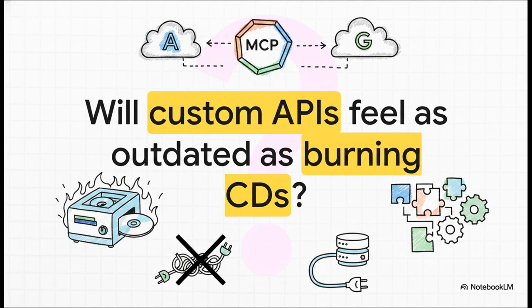Which leaves us with this final provocative thought. As the Model Context Protocol ecosystem continues to explode, with native support already rolling out across Anthropic, OpenAI, and Google, will writing custom REST API integrations for AI soon feel as outdated as burning CDs? Think about it. The era of bespoke AI wrappers is ending, and the era of universal, plug-and-play AI intelligence is officially here.